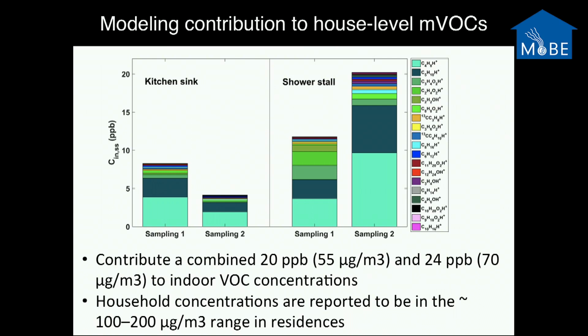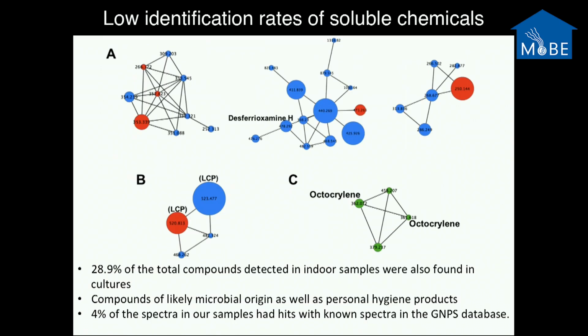And what we see is that these surfaces could contribute something like 24 parts per billion to indoor VOC contributions. And previous household surveys have indicated that the range of concentration of VOCs in homes is about 100 to 200 micrograms per cubic meter. So we're saying that these surfaces do have a potential to actually be contributing to a lot of the VOCs that we see in homes.